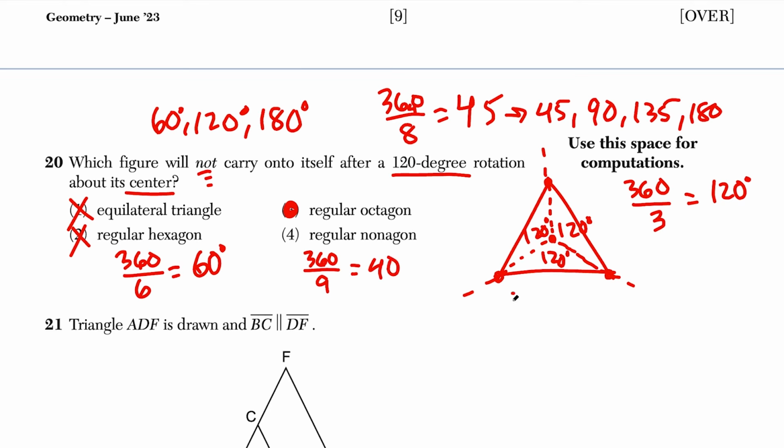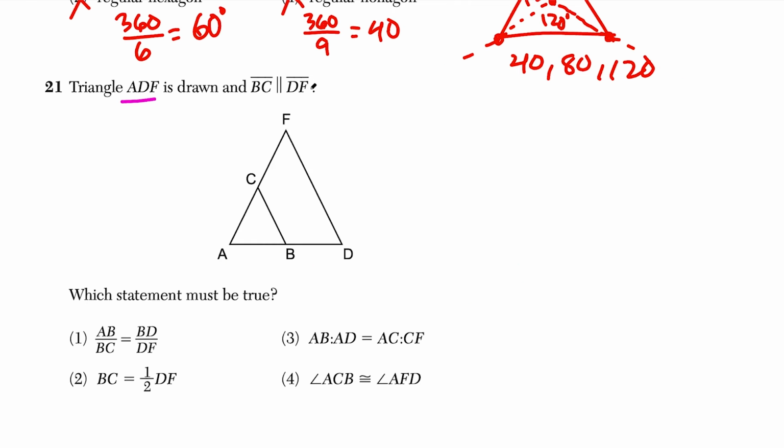So if you start counting by 40s, you have 40, you have 80, and then you have 120. So you see you would get 120 after you do 3 40-degree spins. So that's why 4 is out. Definitely choice 3. Question 21, we have triangle ADF, and we're told that segment BC and DF are parallel.